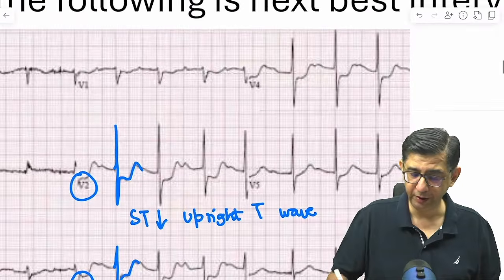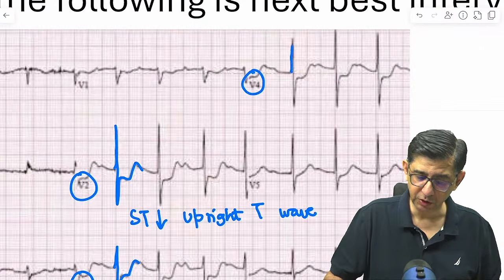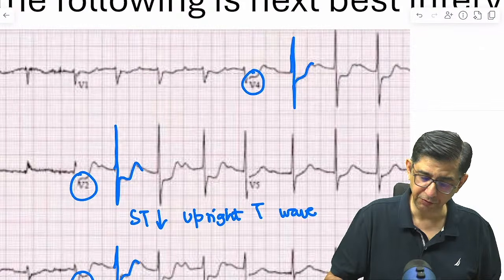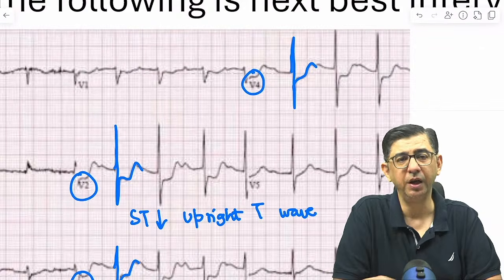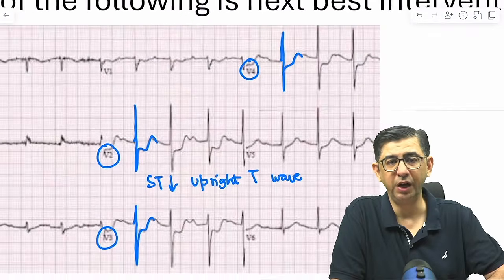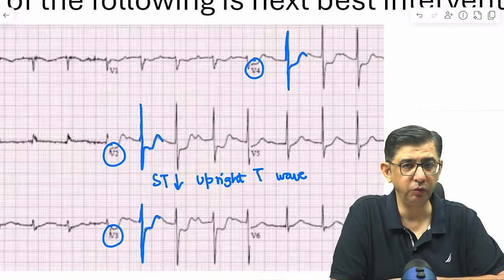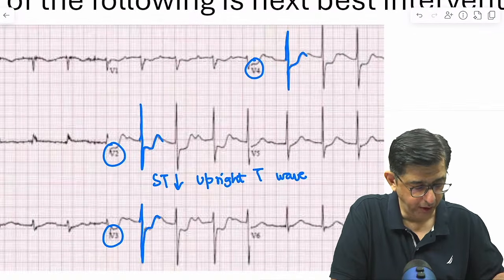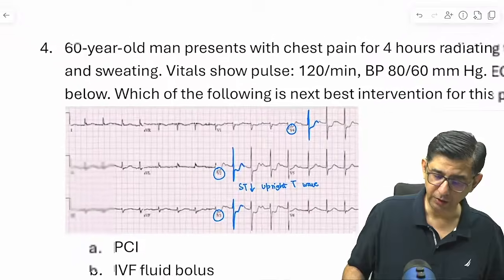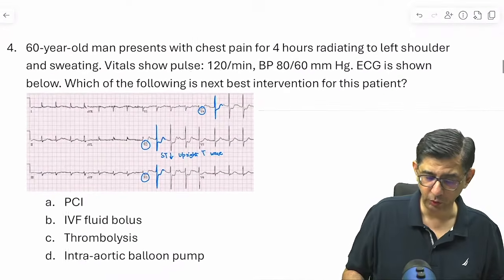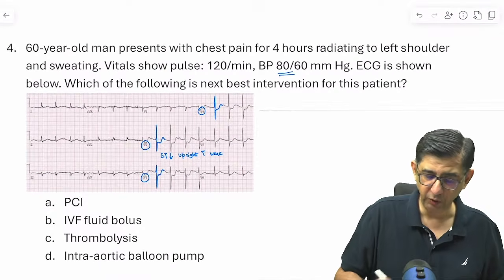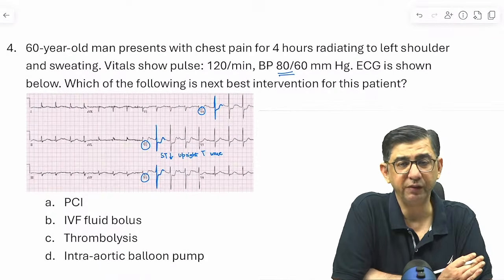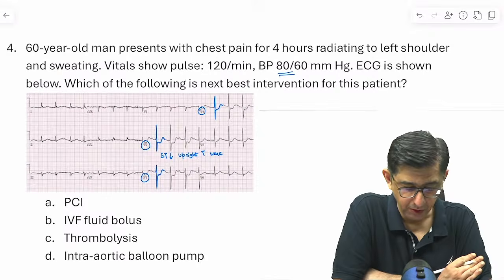And even in lead number V4. So this is a posterior wall myocardial infarction, suspected posterior wall MI versus non-ST elevation MI of the anterior wall. And what I need to do is then do V7, V8, V9 to be 100% sure about the diagnosis. So at this moment, like the question says, blood pressure is fairly low. So what will we be doing? He will say, what is the next best intervention for management of this patient?